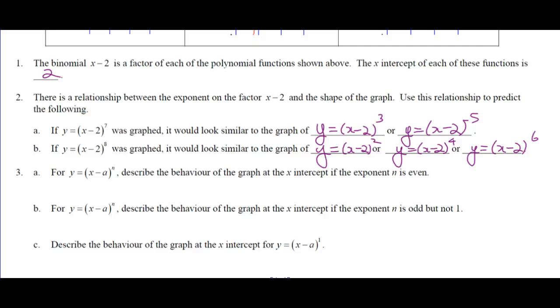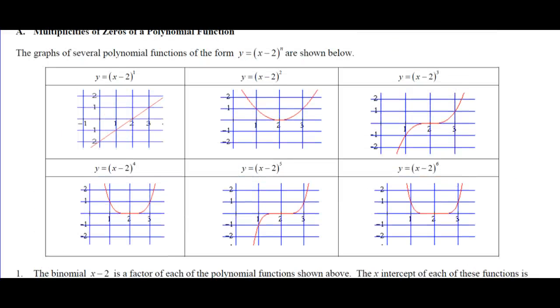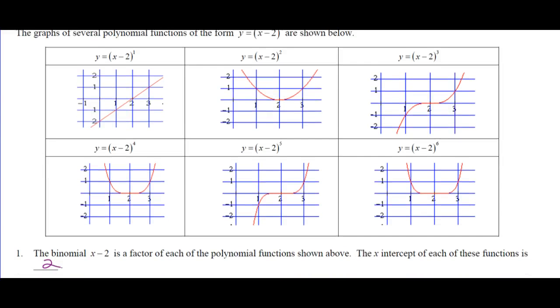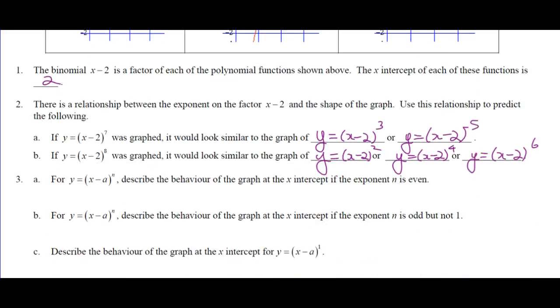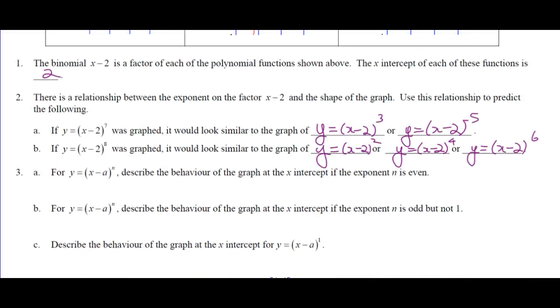For y equals (x minus a) to the n, describe the behavior of the graph at the x-intercept if the exponent n is even. Okay, so what's going to happen if the exponent is even? For (x minus a) to the power of n, what's the graph going to do? I call it touch and go, right?